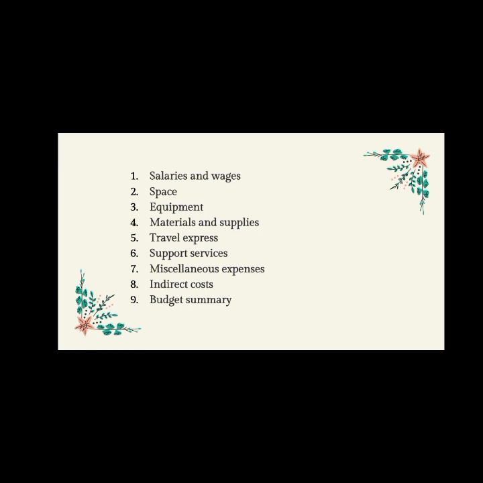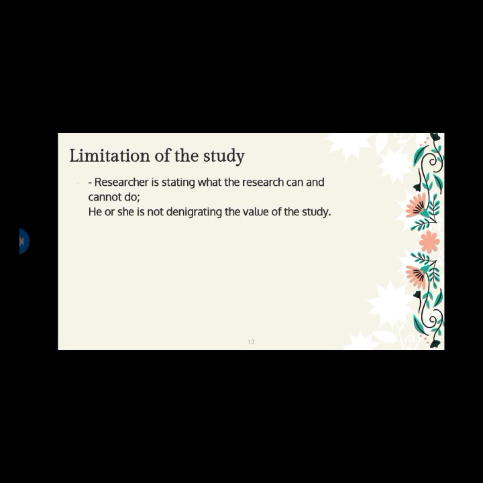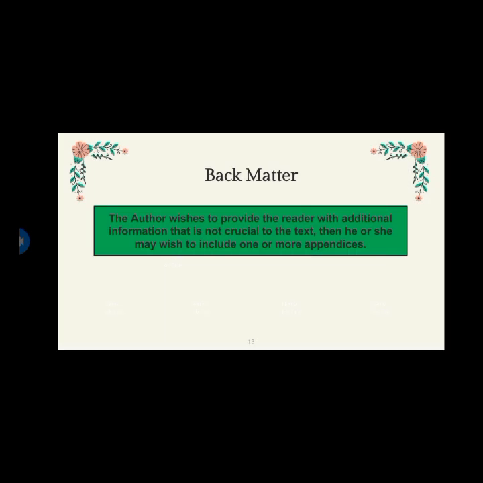9, budget summary. If the budget is relatively long, it may be advisable to provide a summary of the budget, listing major items only. If the researcher does not want to be negative at this point, it is important to note in a few concise statements the limitations imposed by the research method, setting, and so on. In essence, the researcher is stating what the research can and cannot do, without denigrating the value of the study. If the author wishes to provide the reader with additional information that is not crucial to the text, then he or she may wish to include one or more appendices.